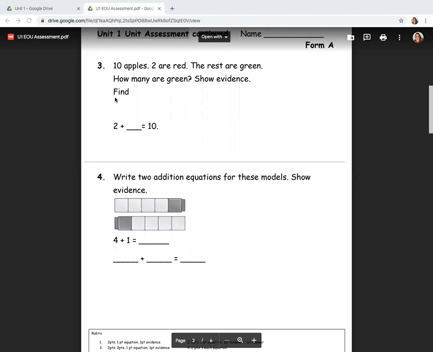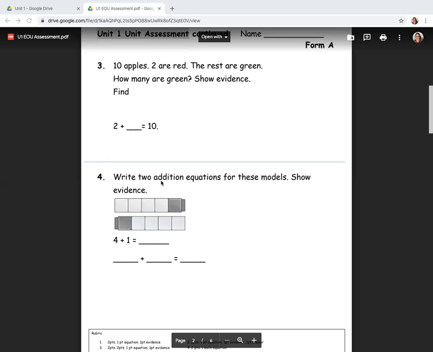10 apples. 2 are red. The rest are green. How many are green? Show evidence. Find. Go ahead and solve. Problem number 4.